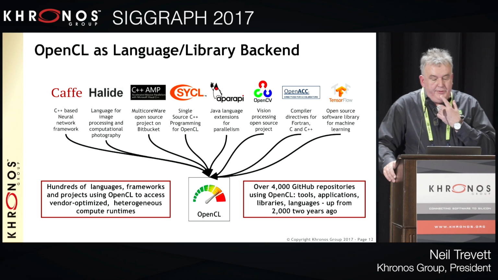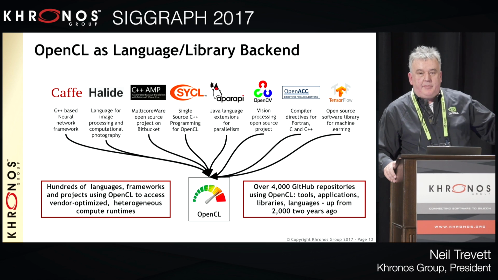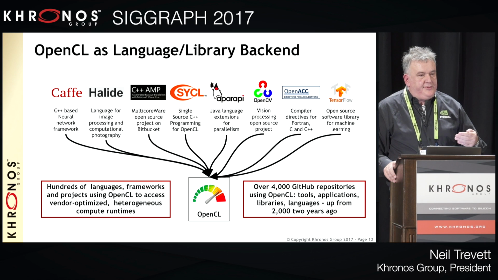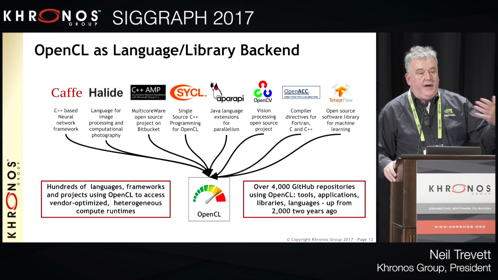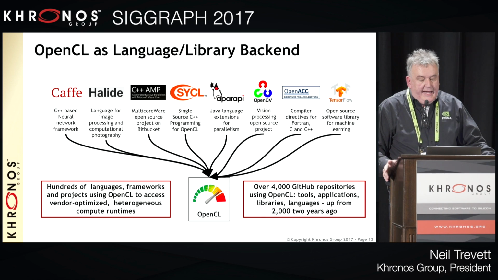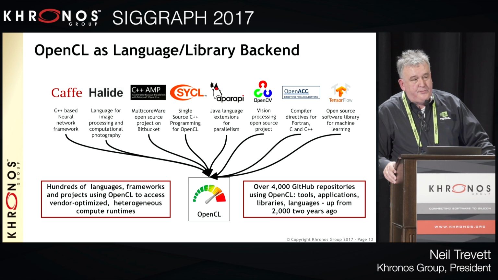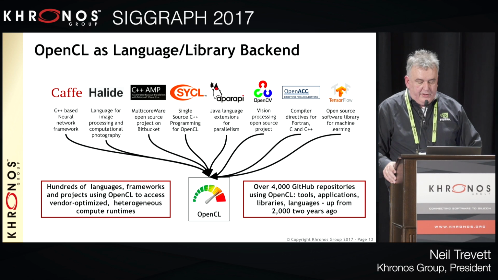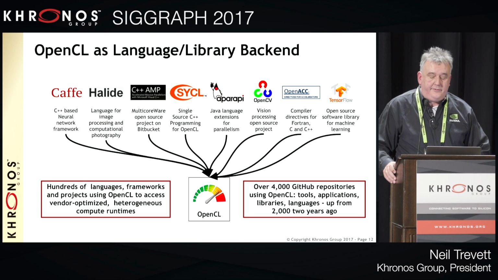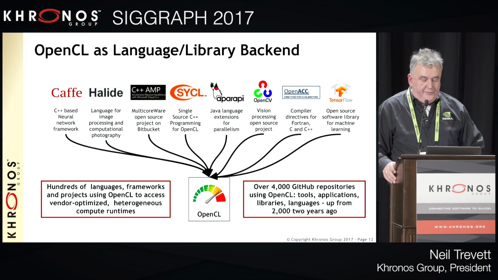I mentioned that OpenCL is used for a lot of applications on the desktop. Actually, what we're seeing is OpenCL, as well as being used directly by an application vendor, is being used by middleware very often as a compiler target for things like Halide, OpenCV, and the neural net training frameworks. And we have now hundreds of languages and frameworks, over 4,000 GitHub repositories of projects using OpenCL applications, like languages, libraries. And that's a pretty good growth. From 2 years ago, it's grown by twice. So we had 2,000 2 years ago, and now we're up to 4,000.